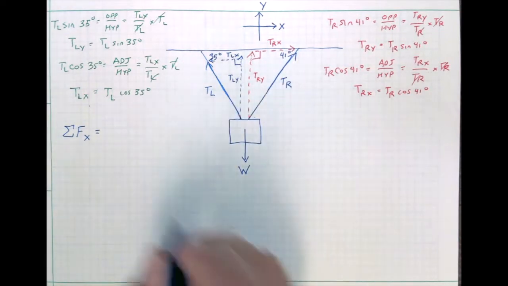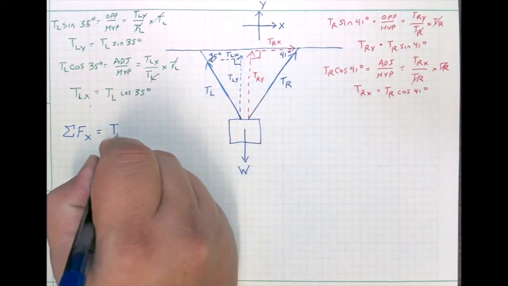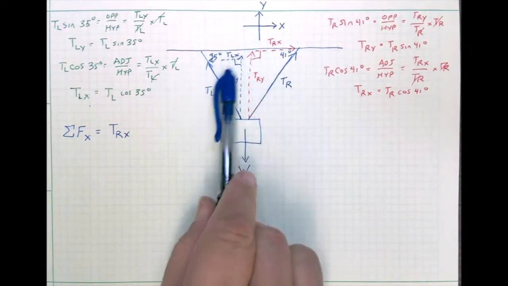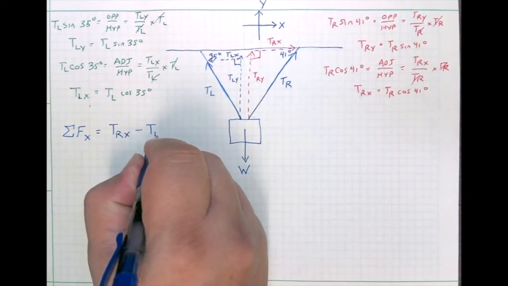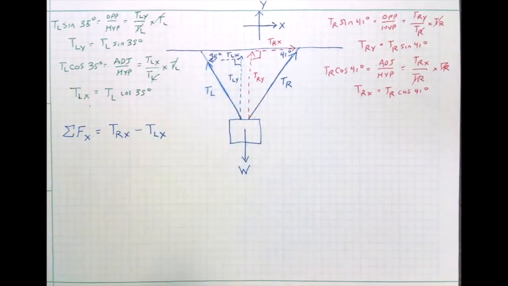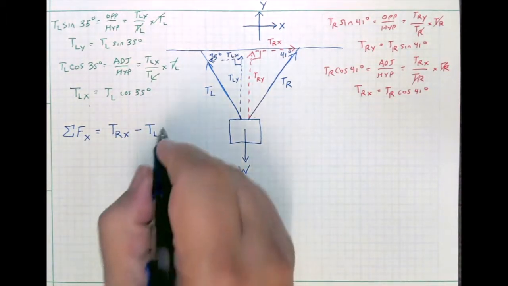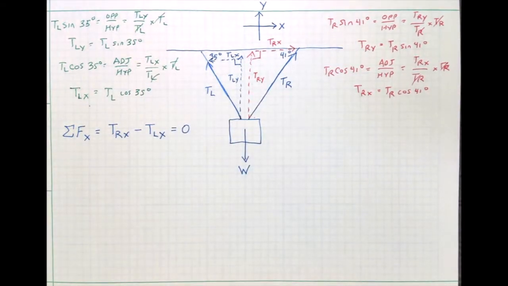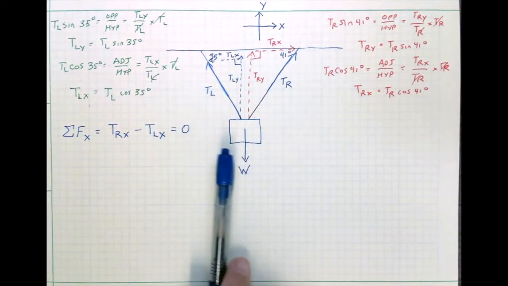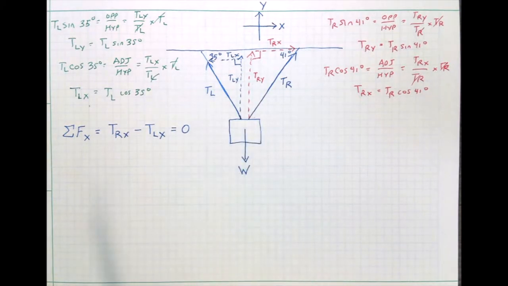They're in opposite directions. TRX is pointing to the right. That is our positive direction. TLX is pointing to the left. That is our negative direction. So TRX gets a positive sign. TLX gets a negative sign. And those two forces must add up to 0 because the sign is not moving to the right or to the left. It is stationary in the x direction, so those forces must add up to 0.